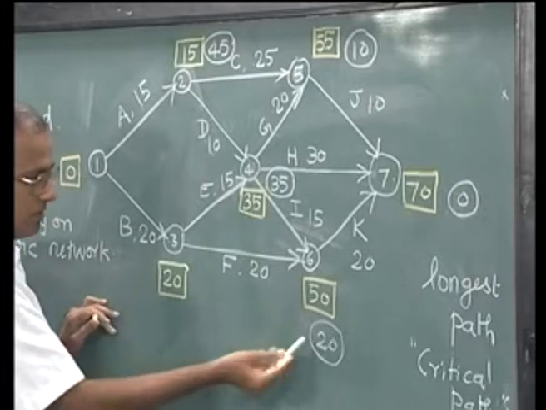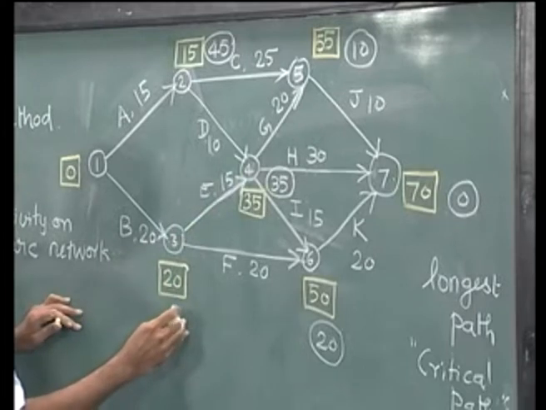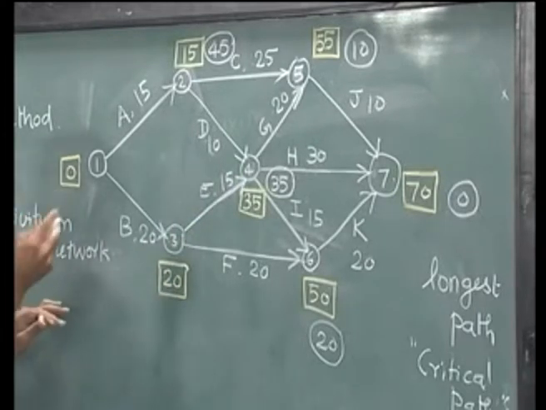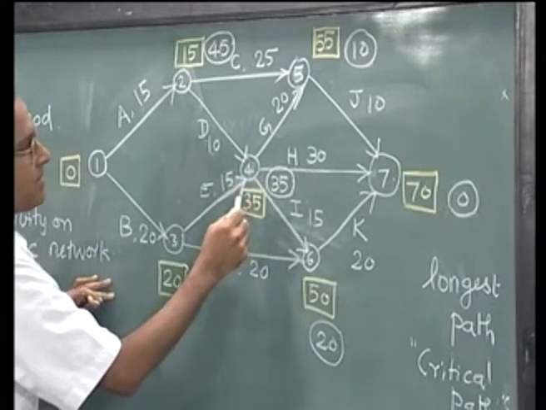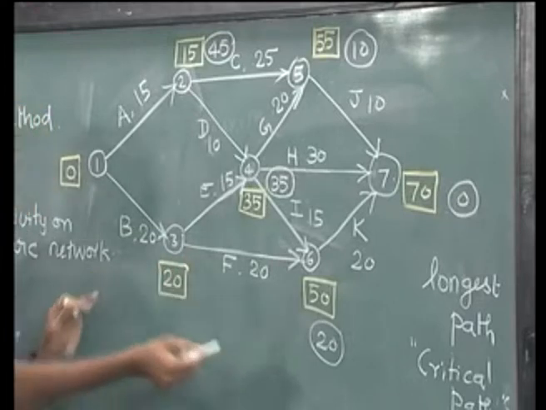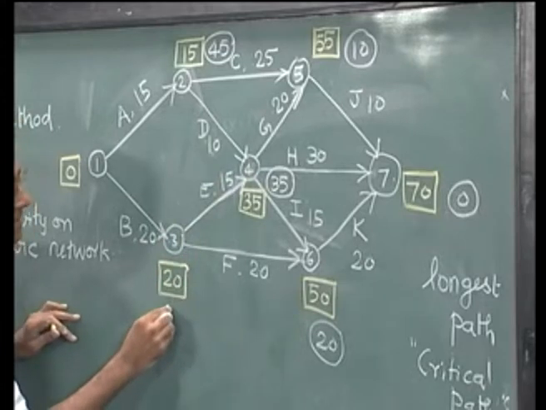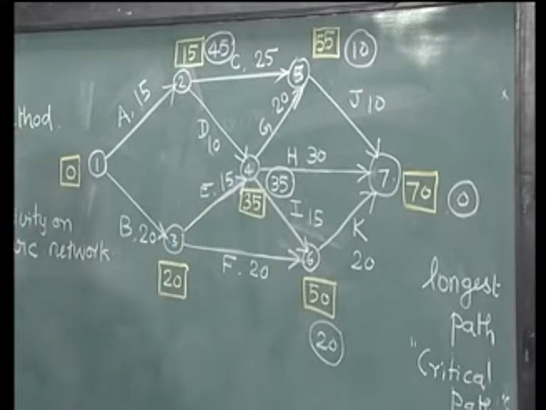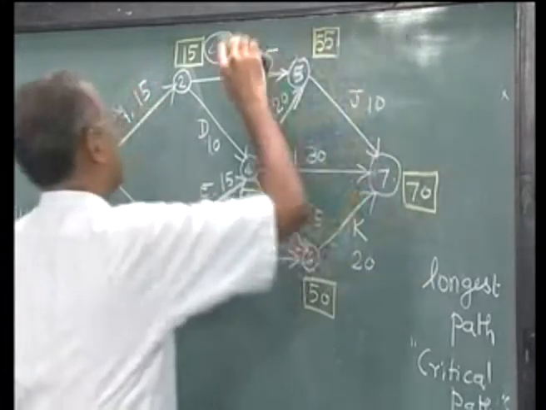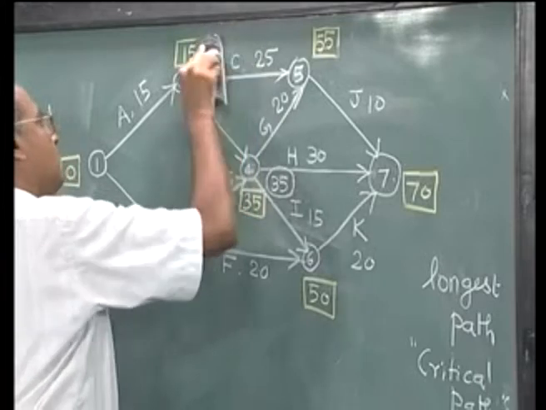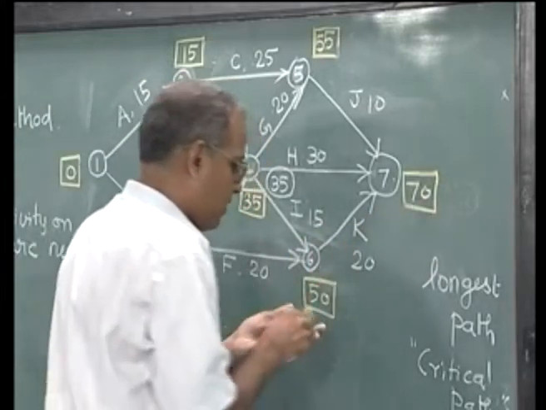Here it is 20 plus 20, 40, 35 plus 35, 20 plus 15, we have 35. So, 35 plus 15 is, sorry, we could do a backward pass which goes like this. Now, this represents the forward pass. So, we start with a backward pass of 70.